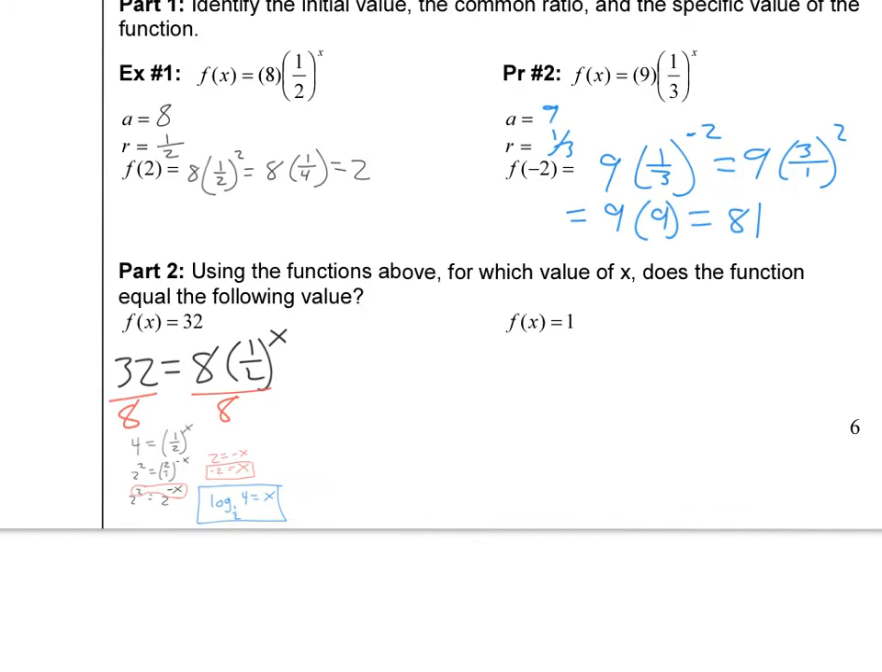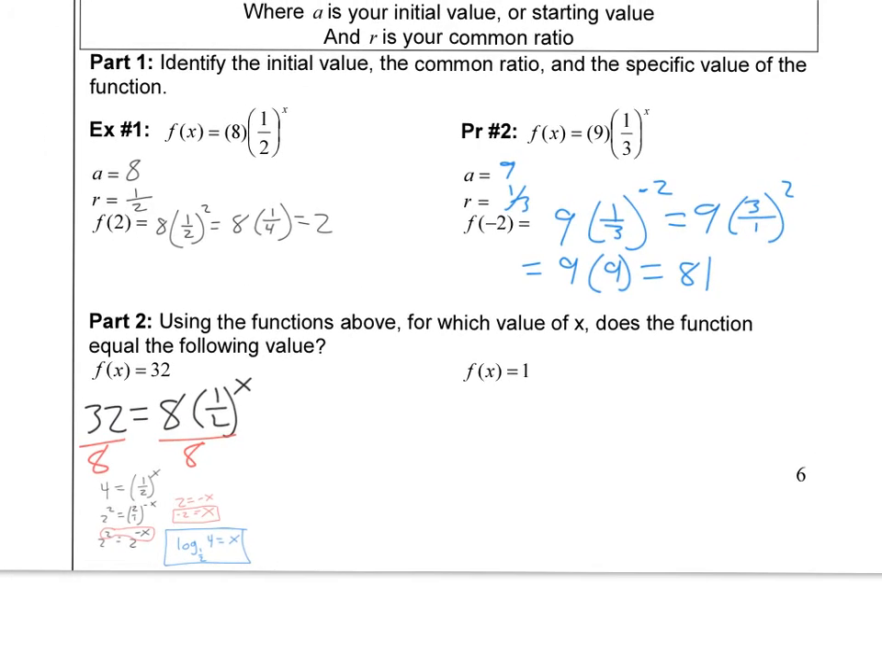Okay, so you have a similar problem here. It's saying if f of x equals 1, so if this whole thing equals 1, what does x equal? I would recommend that you go ahead and pause the video, try this problem out, and then unpause it when you're ready to check your work.